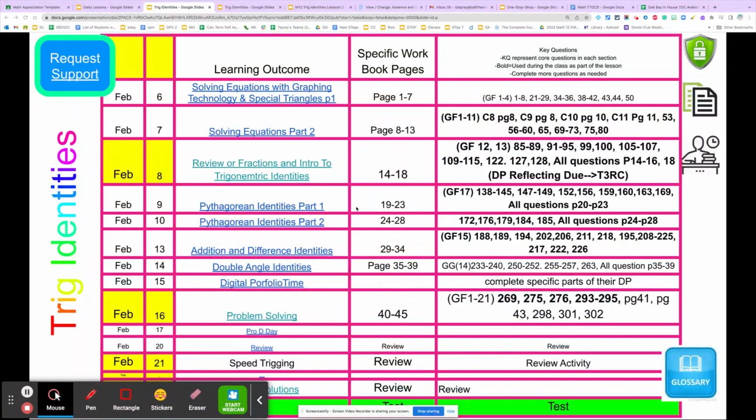Hello friends, we're going to take a look at solving trig equations part 2, and you can see some really important questions that would be helpful to solidify your understanding. And don't forget to go forward of 1 to 11. These are key questions that let you know where you should be at after this lesson. So here we go. So this is solving equations part 2.